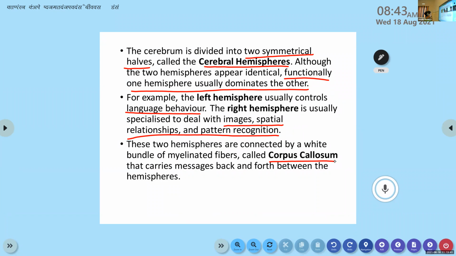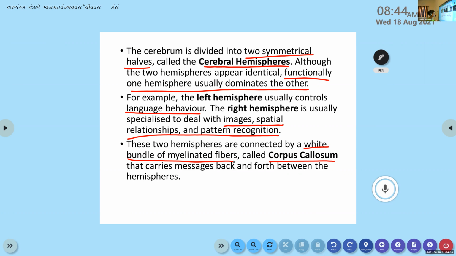Note the name. The two hemispheres of the brain, that is the left as well as the right hemispheres, are connected by a structure called corpus callosum that carries messages back and forth between the hemispheres. It's like a bridge between the left and the right hemisphere. And what is corpus callosum? It is a white bundle of myelinated fibers.